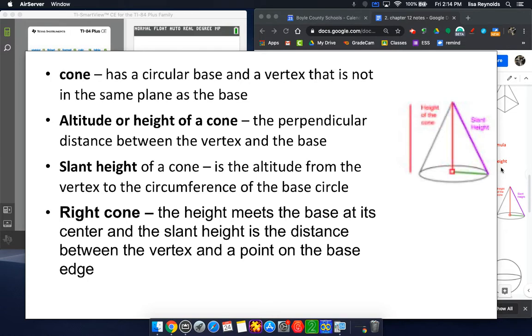So we're going to start with our vocabulary about cones. A cone is similar to a pyramid in that it has a single base opposite a vertex, and it is similar to cylinders in that its base is a circle. So the circular part is the base.